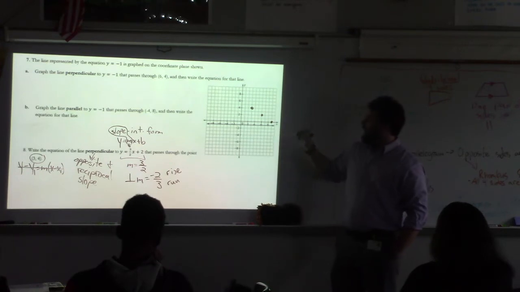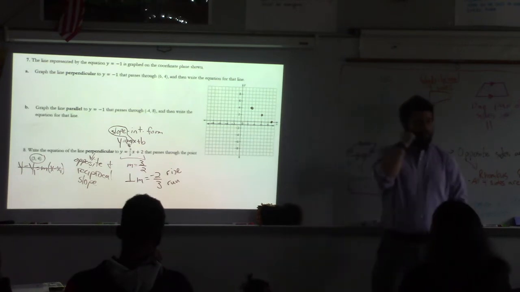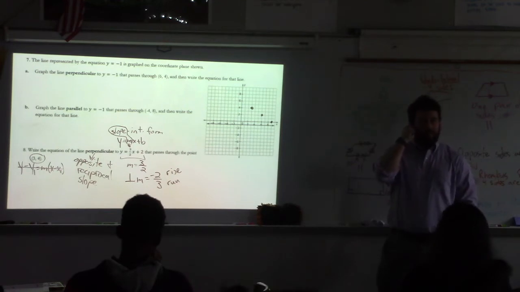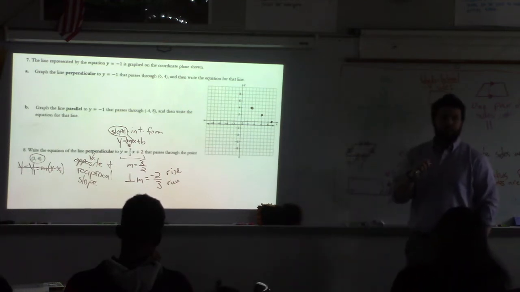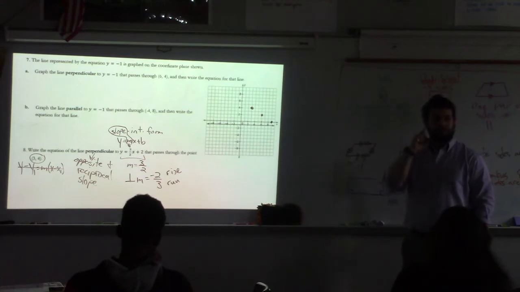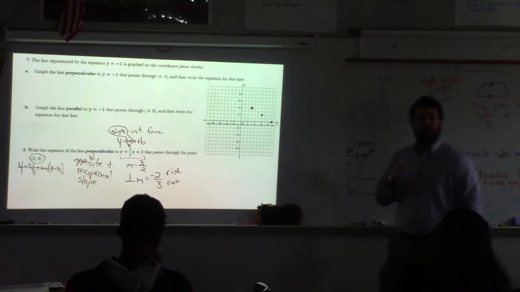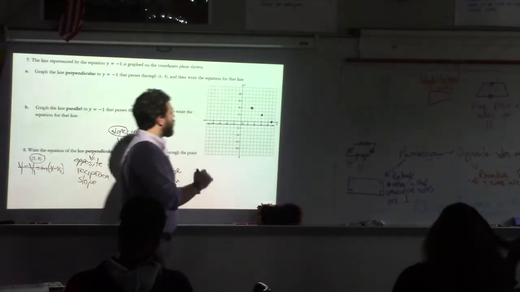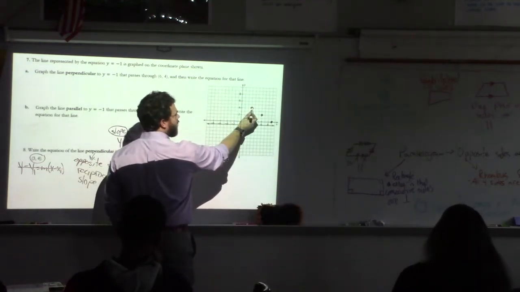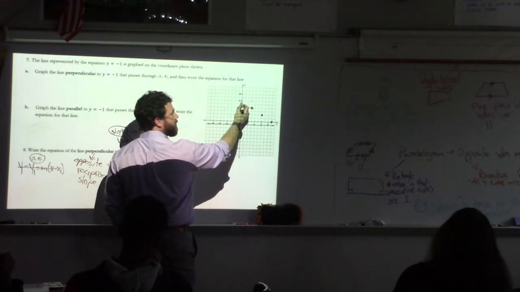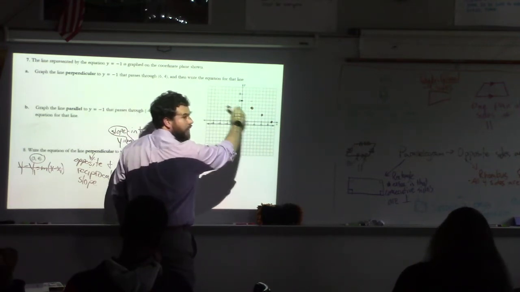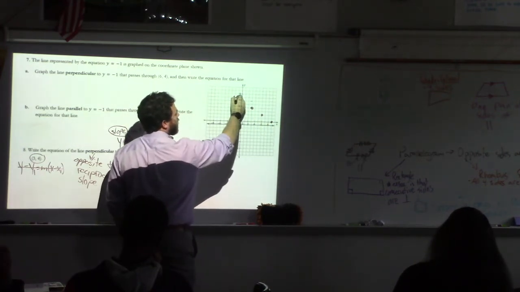Could I continue going down 2 and to the right 3? Yes. Has that gotten me to the y-intercept, though? No. Not yet, right? So what do I need to do to get to the y-intercept? Oh, yeah, I need to go the other way, right? So what do I need to do to get over to here? I need to go up to the left. See how that creates a nice straight line? Okay.